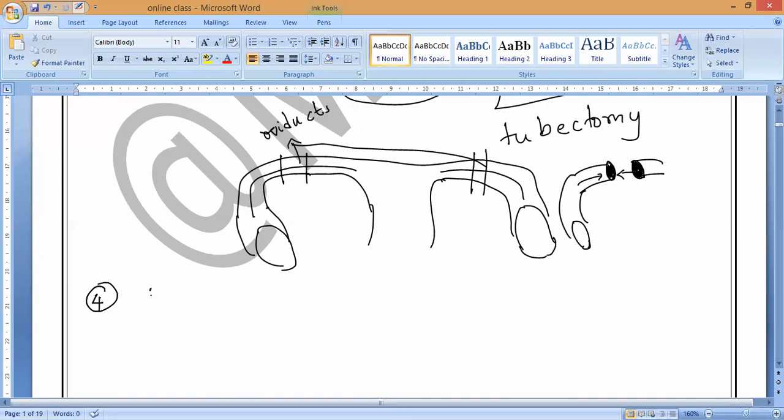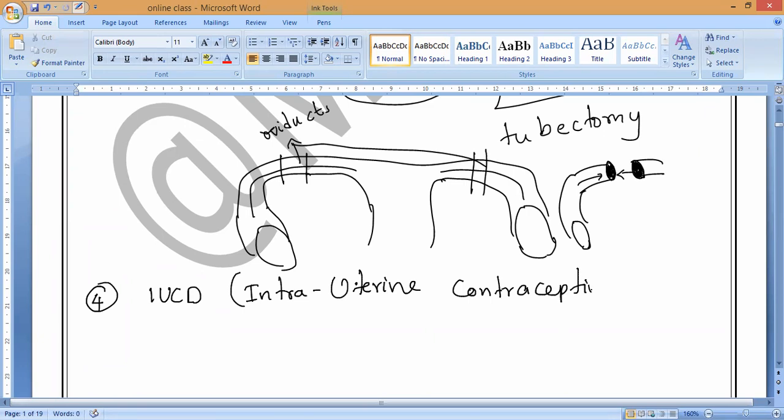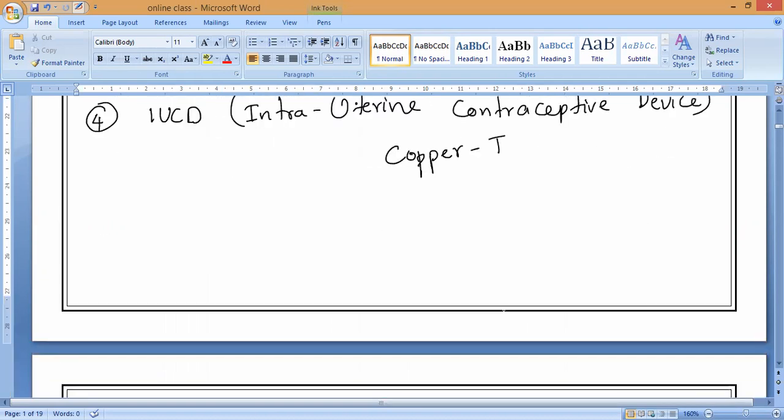So let us see what it is. IUCD, please write it. IUCD means intra-uterine contraceptive device. Is it okay? Now this intra-uterine contraceptive device we also call a copper T. Understand? It is also very effective in preventing pregnancy. So this IUCD is what we call the copper T.